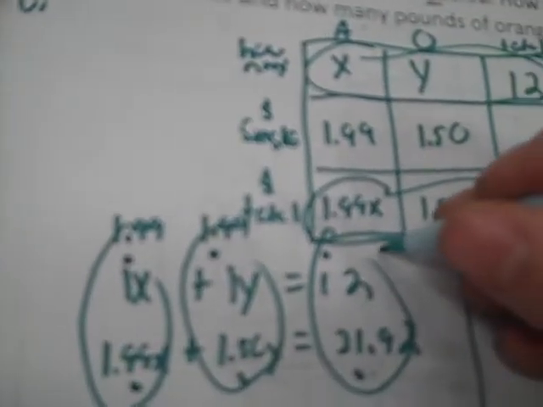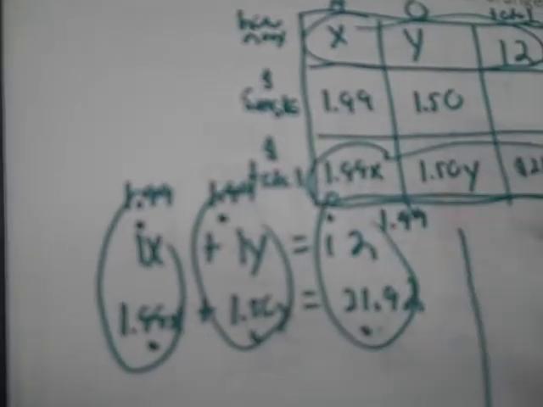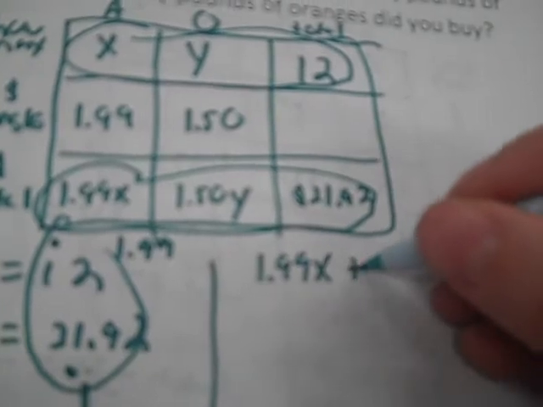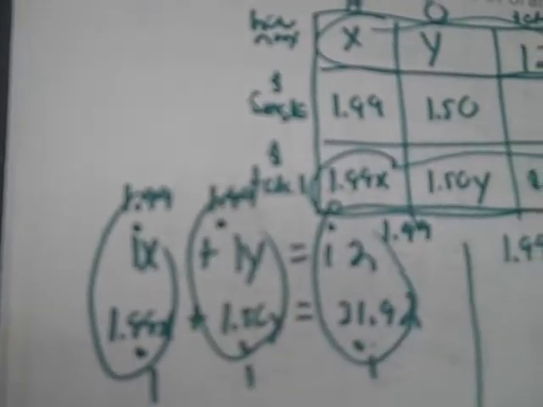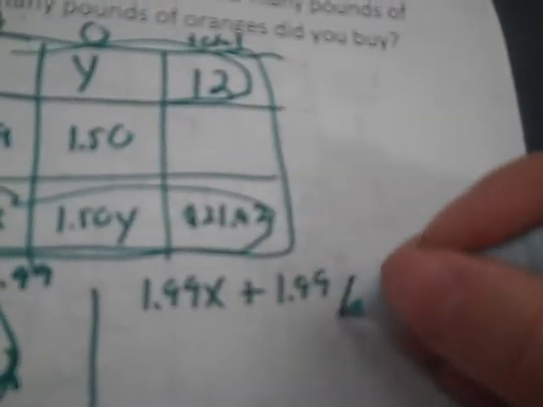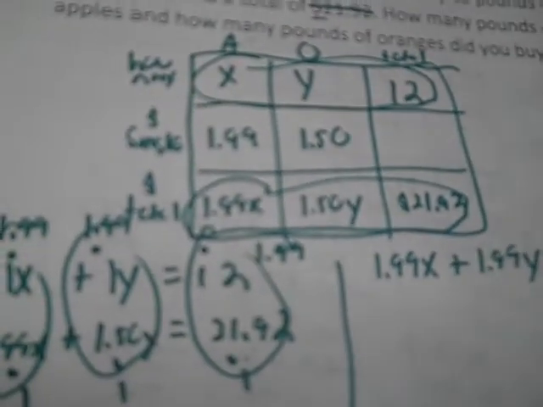dot, dot, dot, dot. Okay, so I have a decimal in the beginning, so I put 1.99, 1.99, and 1.99. Okay, then 1 is the first number, 1, 1, 1. So 1 times 1.99 is 1.99 with X. 1 times 1.99 is 1.99 with Y. Then I take 12 times 1.99, 23.88.